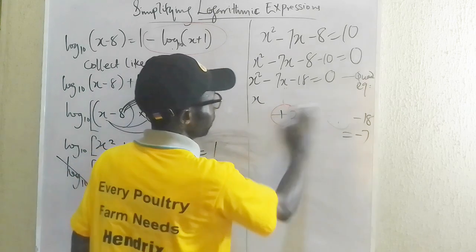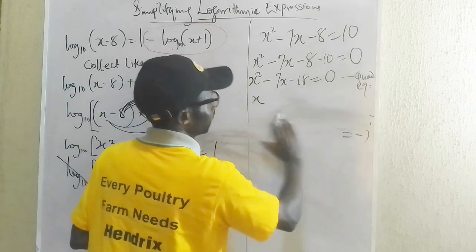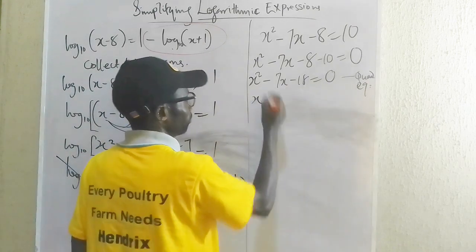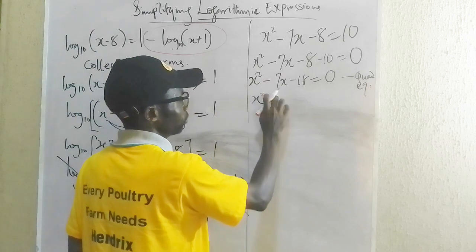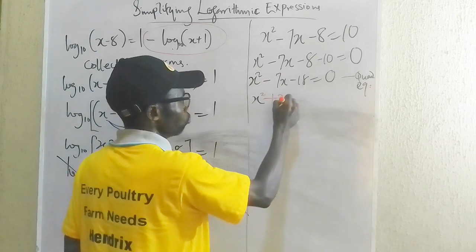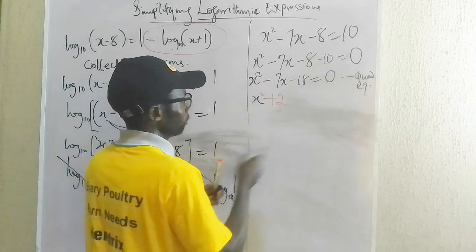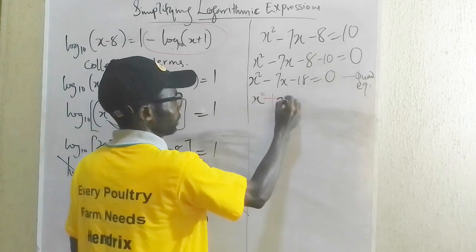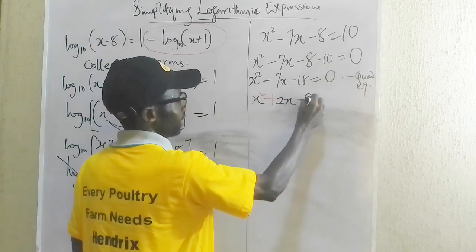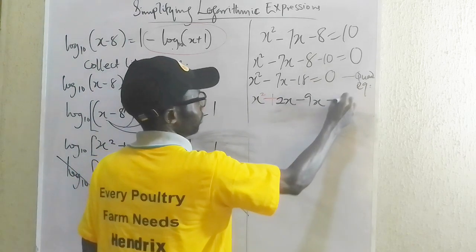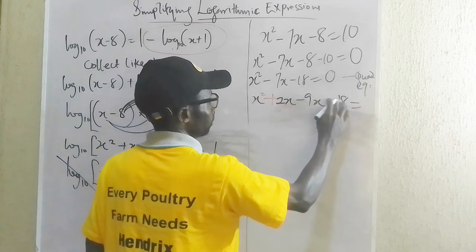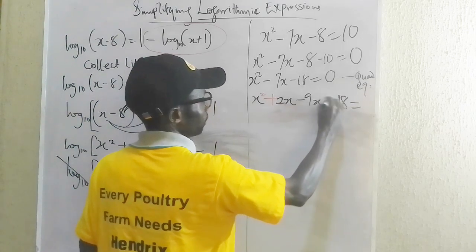Okay, so this will now be x squared. This will now be plus 2x minus 9x minus 18 is equal to 0.